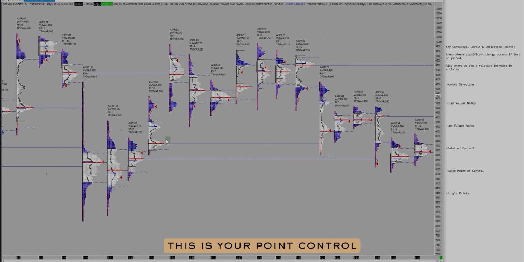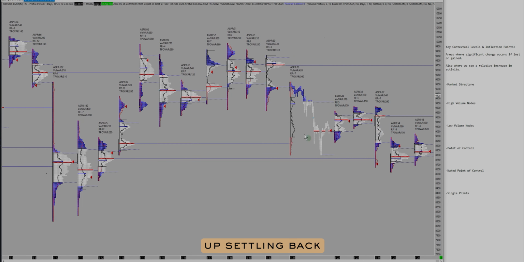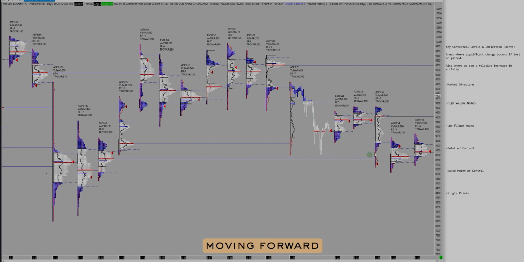Okay, so for example, this is your point of control from a previous trending day, the high volume node within the day of the 13th. The market, after breaking down and recovering this inefficiency, ends up settling back right above the point of control. So this is your naked point of control. We have another naked point of control again moving forward.